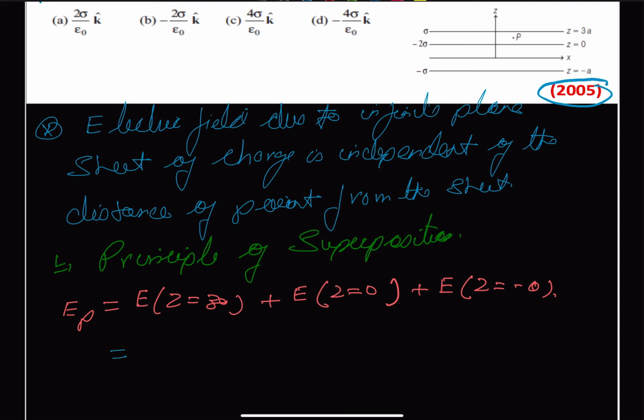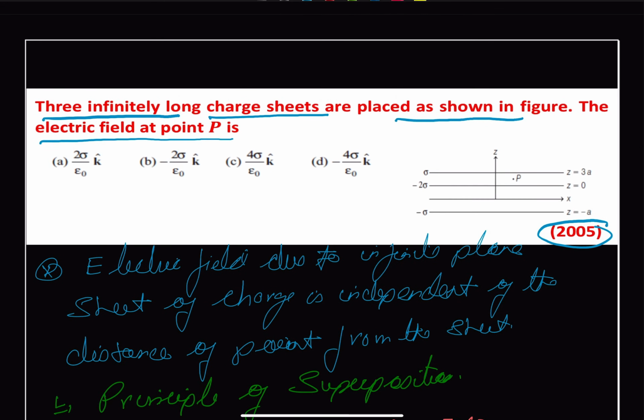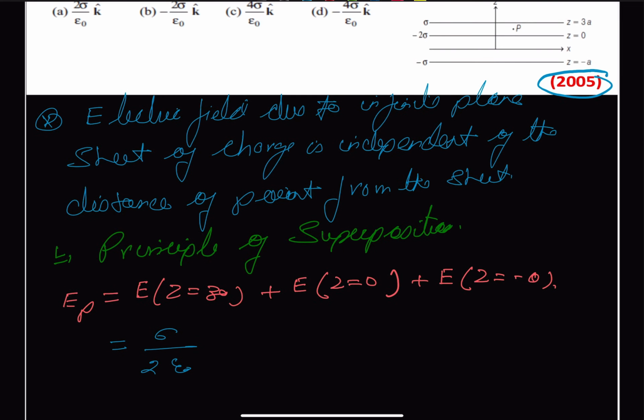So for the first case, it is given as sigma upon 2 pi epsilon naught with minus k unit vector, plus next is 2 sigma upon 2 epsilon naught, and this comes as minus k, plus sigma upon 2 epsilon naught, and this comes as minus k.